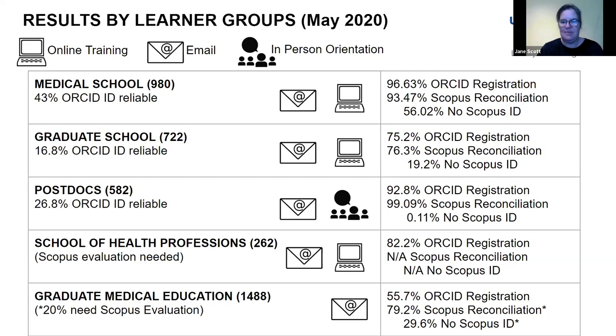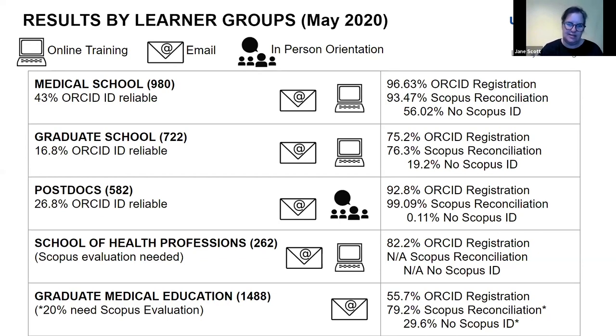With the graduate school, we've got about 75.2% compliance. They have a longer duration of time, so they work within that parameter. And about 76.3% Scopus. And then that 19%, they have a smaller amount of Scopus IDs because they publish more. And we have about 16.8% that have that reliability. So they have ORCID IDs, but they don't necessarily populate them.